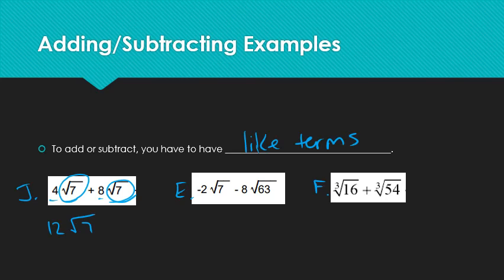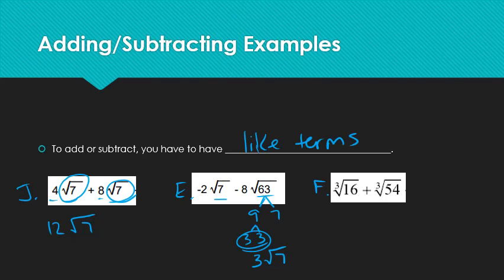Okay, now in E, that would be wonderful to do, except we don't have like terms in this case. We have a square root of 7 and a square root of 63. So what we've got to do is break this square root of 63 down until we hope that it makes a 7. So let's see. We're going to start with 9 and 7, and then this will be 3 and 3. Since I want a square root, this will be a 3 times the square root of 7. So what I've found so far is the breakdown of the square root of 63.